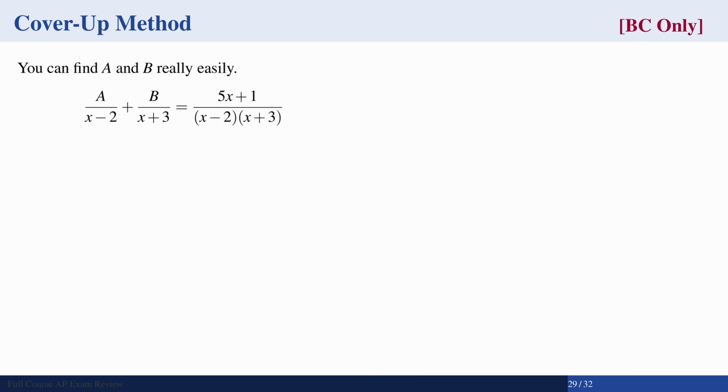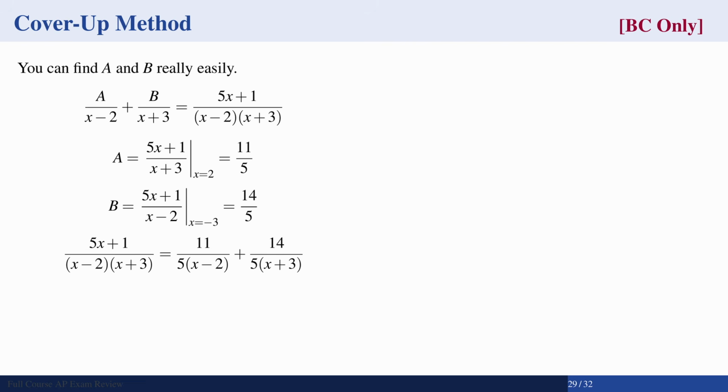So for the cover-up method, what you're going to do when you want to find a, first of all, you have to have factored everything. You're going to set it up. So it's a over the first factor plus b over the second factor equals the original numerator over the factored denominator. Now, to find a, the thing that makes x minus 2 zero is 2. So what we'll do is we will cover up the b part. It's not relevant right now. Cover up the x minus 2. A is just going to be 5x plus 1 over x plus 3. When x is 2, you plug in, you get 11/5.